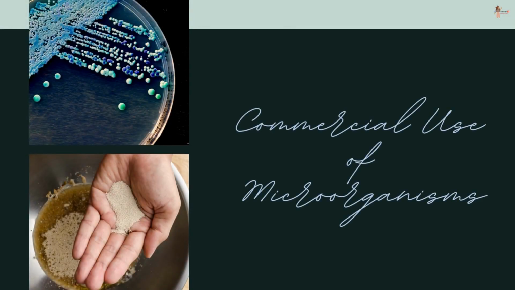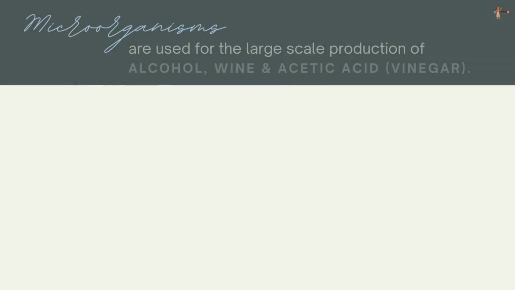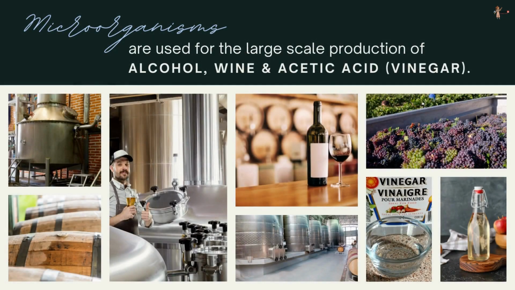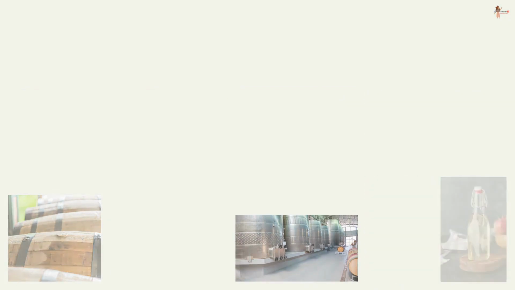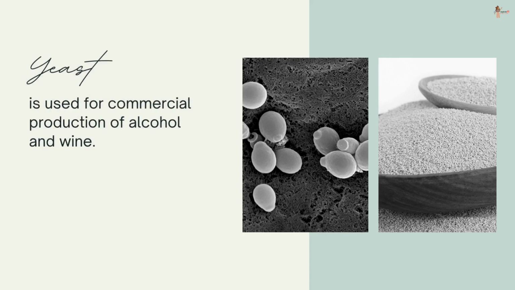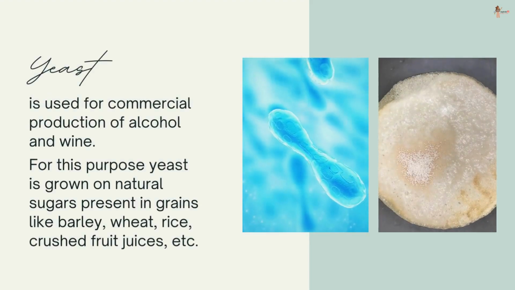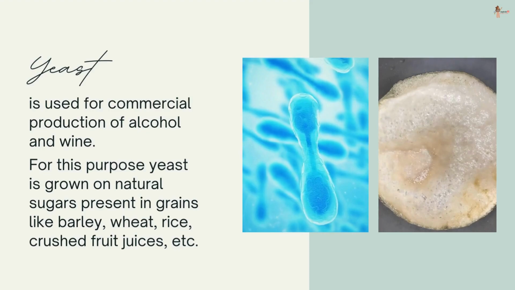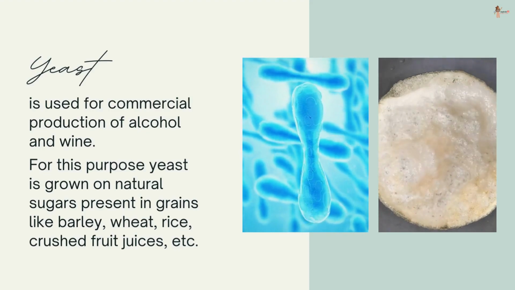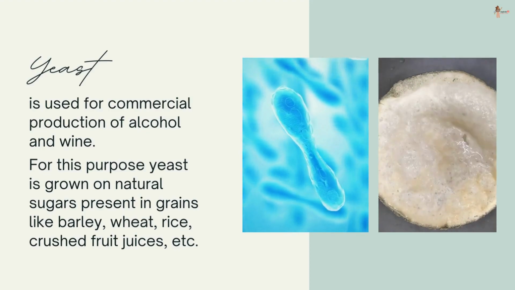Now let's see the commercial use of microorganisms. Microorganisms are used for the large scale production of alcohol, wine, and vinegar or acetic acid. Yeast is also used for commercial production of alcohol and wine. For this purpose, yeast is grown on natural sugars present in grains like barley, wheat, rice, crushed fruit juices, etc.